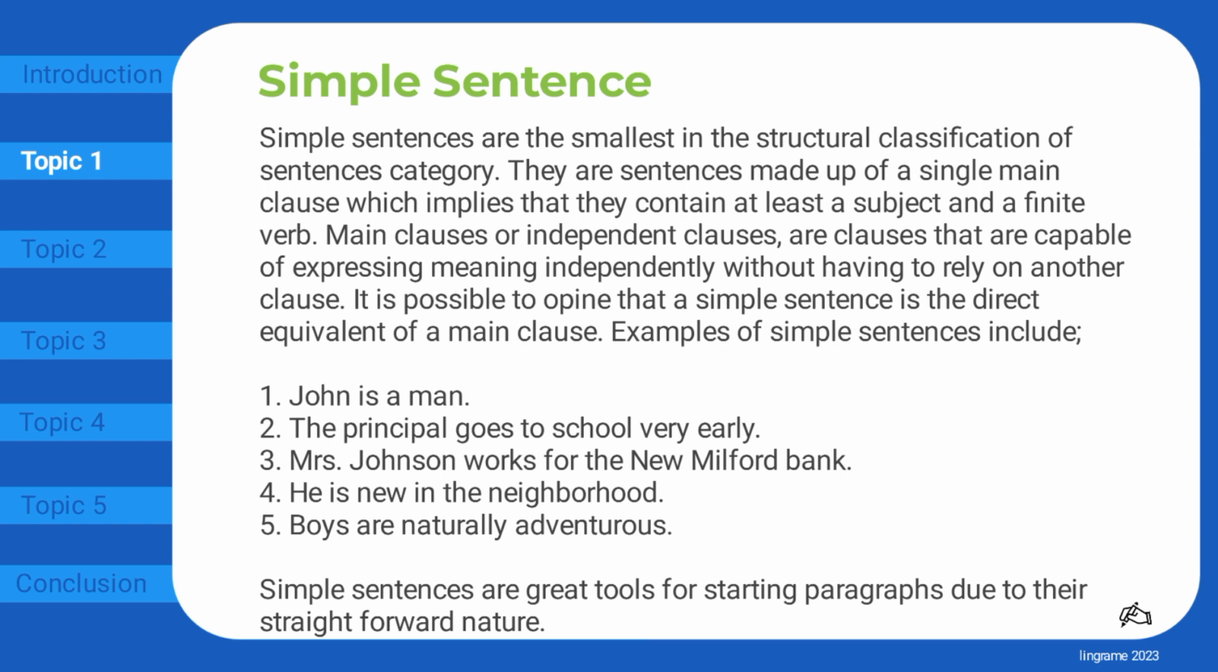Simple sentences. Simple sentences are the smallest in the structural classification of sentences category. They are sentences made up of a single main clause, which implies that they contain at least a subject and a finite verb. Main clauses or independent clauses are clauses that are capable of expressing meaning independently without having to rely on another clause. It is possible to opine that a simple sentence is the direct equivalent of a main clause.